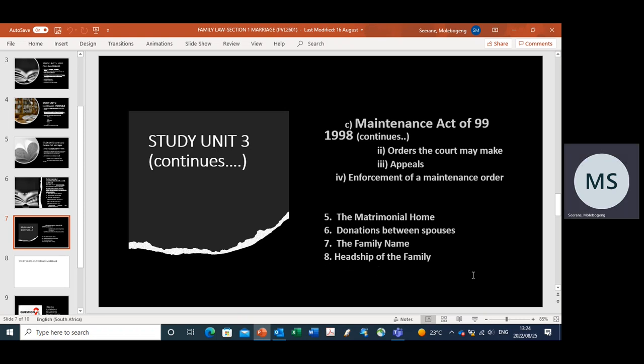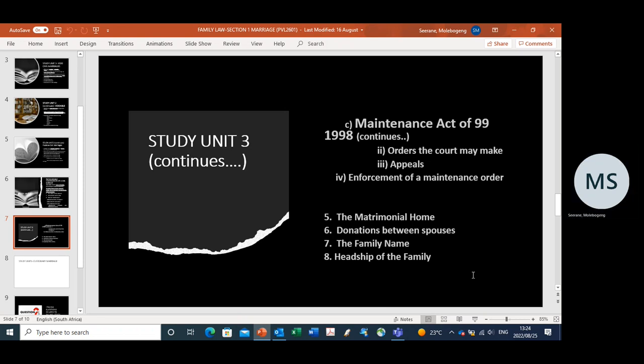Lastly, the headship of the family. In terms of common law, the husband is the head of the family. This was expressly incorporated into section 13 of the Matrimonial Property Act. The legislature attempted to remove the husband's headship from our law by deleting the reference to it from Section 13. However, the true source of the rule is the common law and not Section 13. The deletion did not achieve what the legislature had in mind, merely reinstating a common law position.